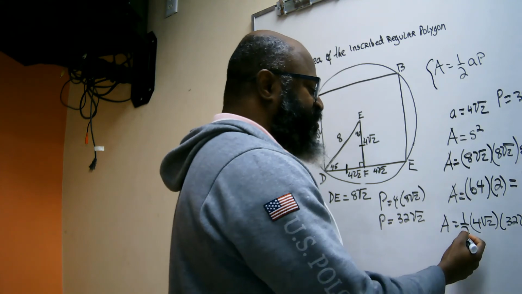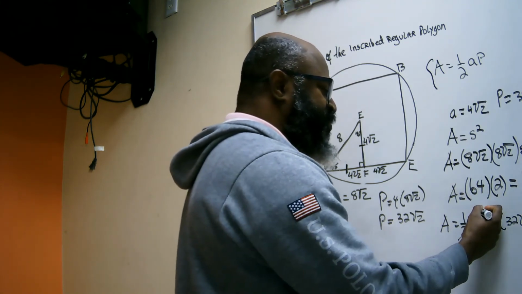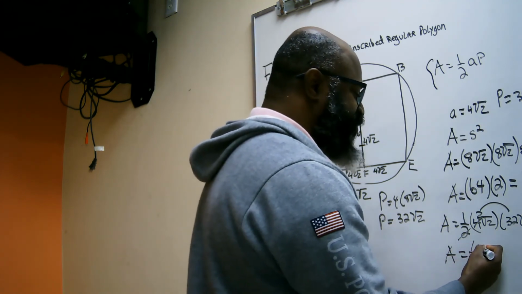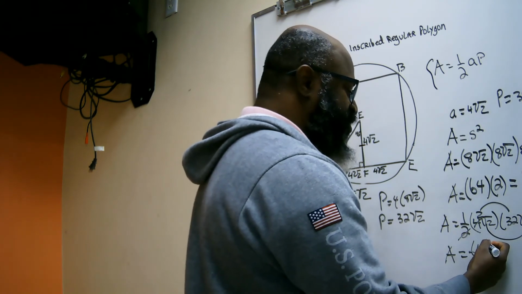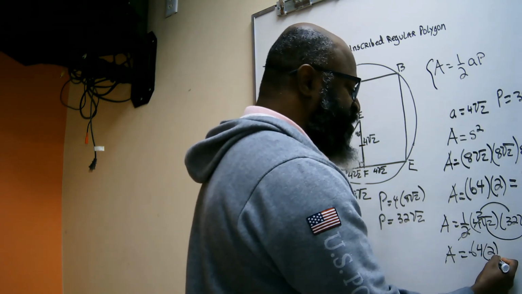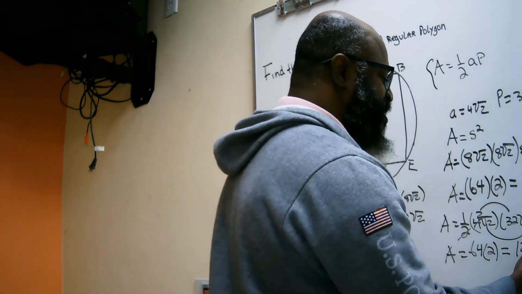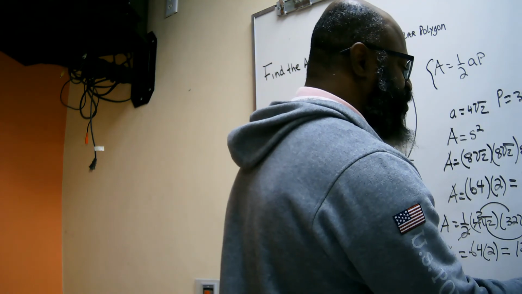As you can see, you can simplify this. This is going to give you 2. 2 times 32 will give you 64. And square root of 2 times square root of 2 is the square root of 4. Square root of 4 is 2. And you will have 64 times 2, which is the same thing, 128 square units. Either way you get the same outcome.